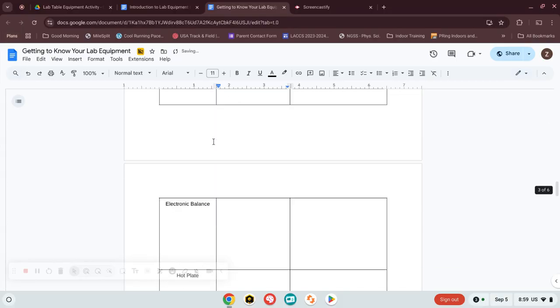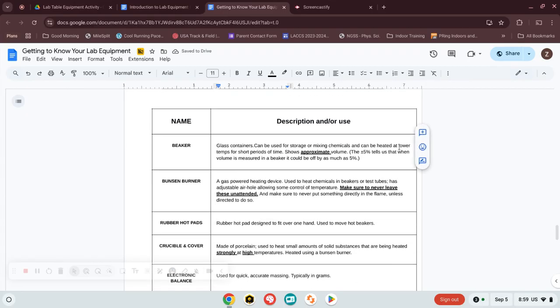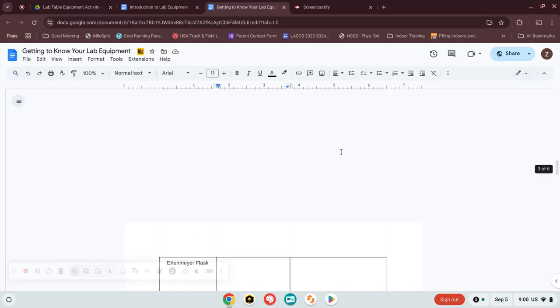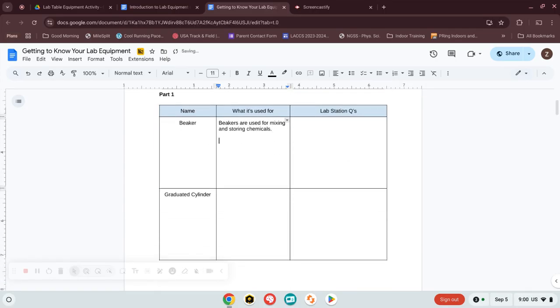I'm going to check and see if there's anything else they're used for. They can be heated, and they show approximate volume. So I'll go back up here. I'm more of a bullet point guy, but I'm doing this in sentences. So can be used for heating. What was the last thing here? Can be used for approximate volume. So that looks pretty good to me. Obviously, you guys are going to have to write that in there. I'm going to delete this since it's the master copy.